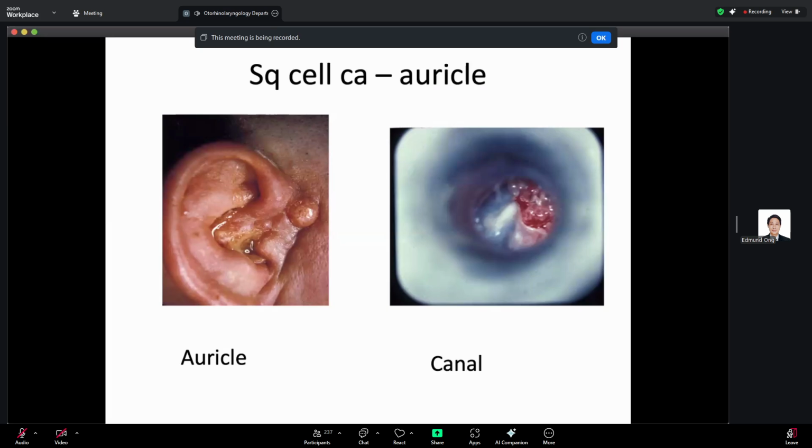Now, another condition for the external ear is squamous cell carcinoma. So you need to be very careful about these things. A biopsy is needed to be able to diagnose squamous cell carcinoma. Once it is diagnosed, the treatment is surgery and of course additional radiochemotherapy depending on the condition of the patient. Next slide.